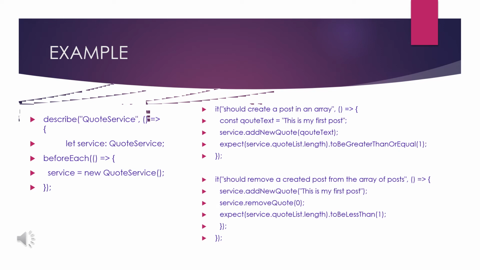Then I am writing another method for removing a created post. There I am adding a new code, and I am removing this code through an index of 0. So 0 means the first added will be removed. Again I am expecting the length to be less than 1. Less than 1 means there will be no post available in the current situation. If that is true, then it will return true.